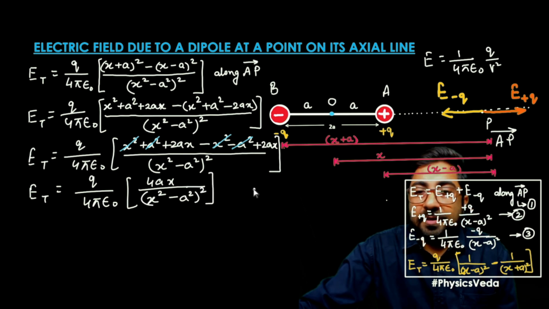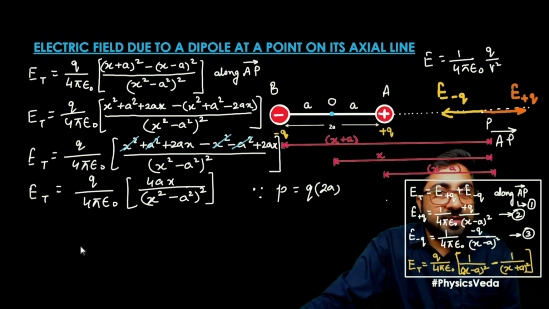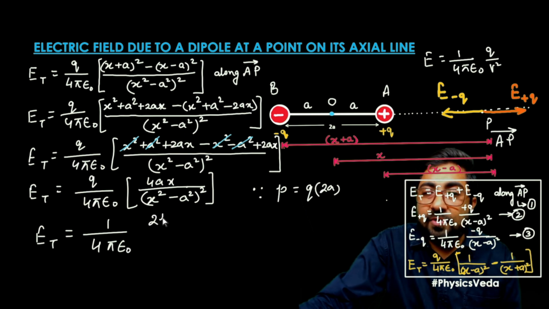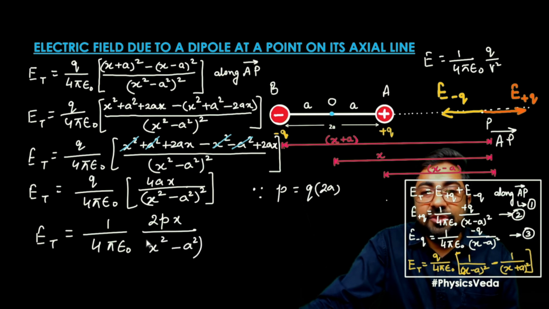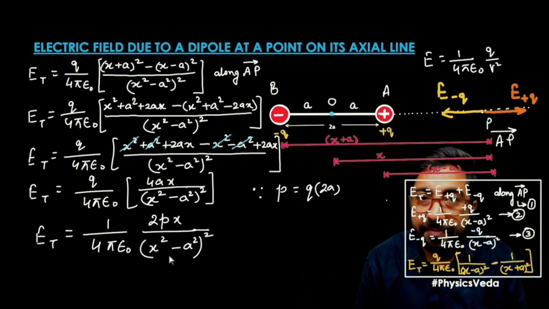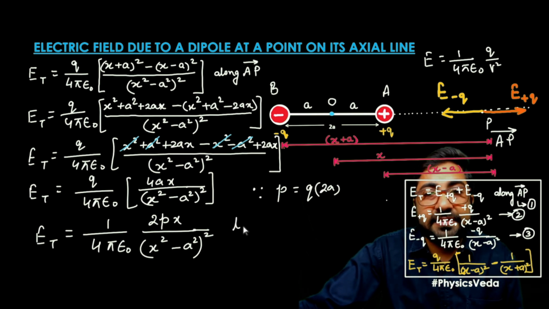Since we know that the electric dipole moment is equal to q into 2a, I can write this expression in terms of the dipole moment as follows: the net electric field is equal to 1 upon 4 pi epsilon naught times 2px upon x square minus a square to the whole power 2. So this is the general expression for the electric field due to a dipole at an axial point, and the direction of this electric field is along AP.